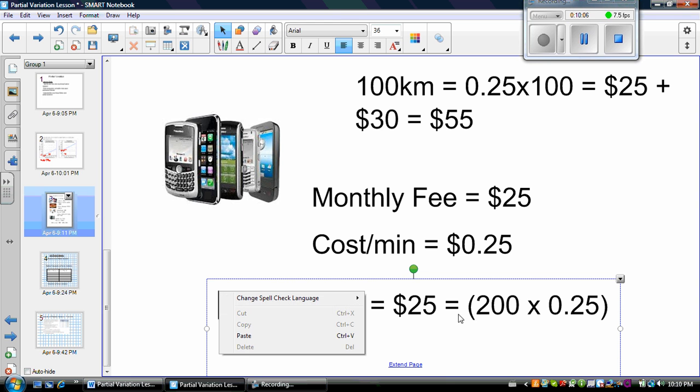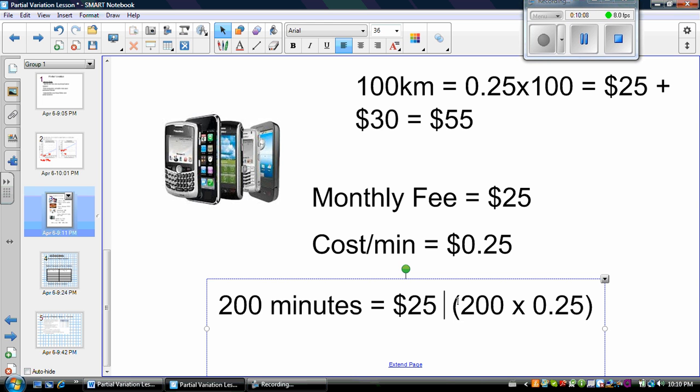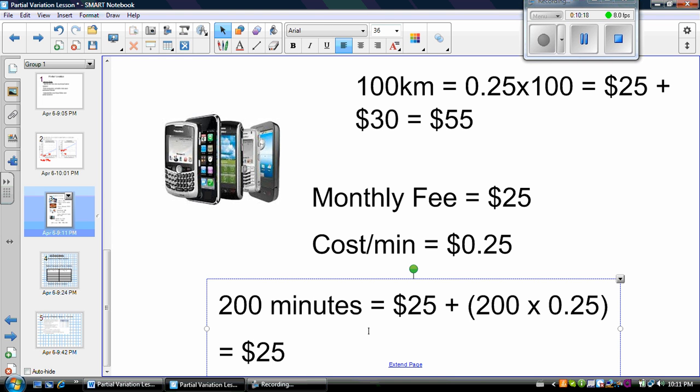Oops, I made a mistake up here. That should be plus. There we go. Okay, and what does that equal to? Okay, well I got 25 plus 200 times 25 cents per minute, 200 minutes. That works out to $50. Okay, so you go over your cell phone time by 200 minutes, you're going to be paying $75 that month.